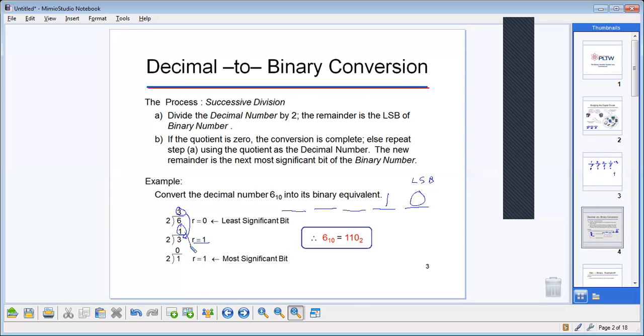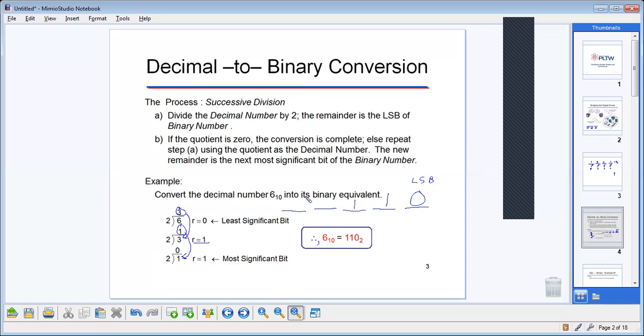That becomes our dividend. 1 divided by 2. 2 goes into 1 0 times with a remainder of 1. So they say that, therefore, 6 base 10 is equal to 110 base 2.